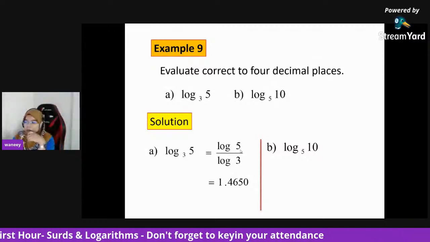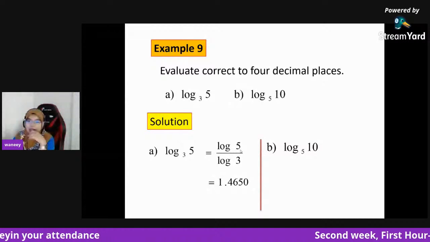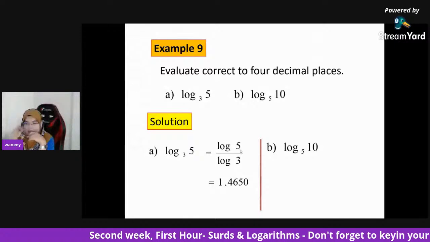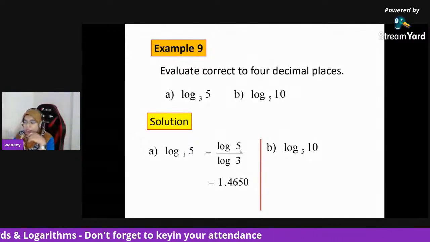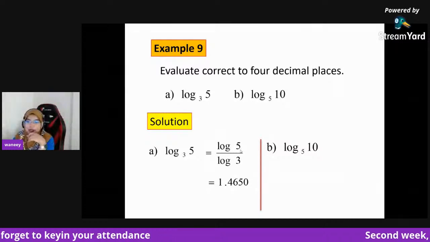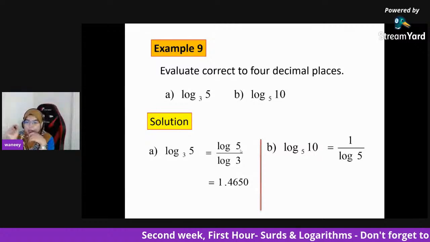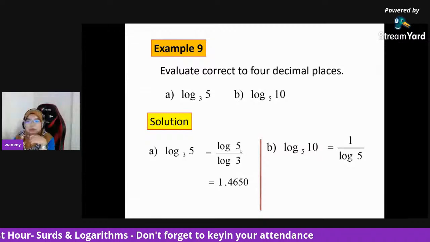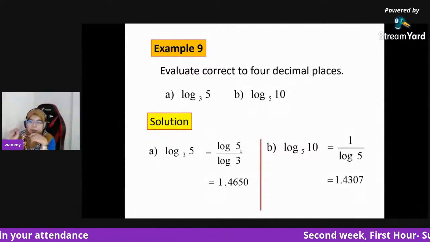Now the second one, we have log_5 10. Again, use the change of base because we cannot easily calculate if we have 5 as our base. So log_5 10, change the base, and it will become 1 over log 5. So check the value for log 5 and then take the reciprocal of it. So it will become 1.4307.